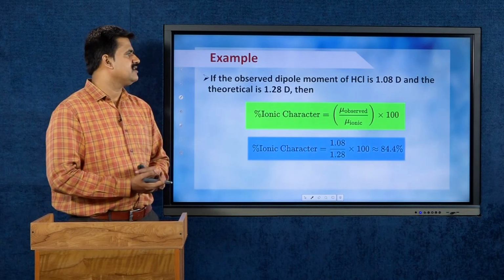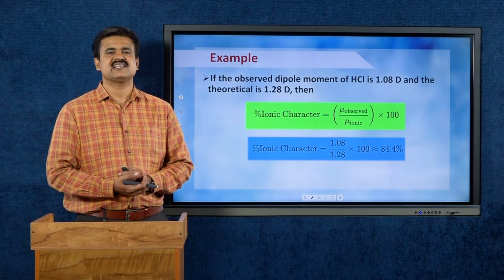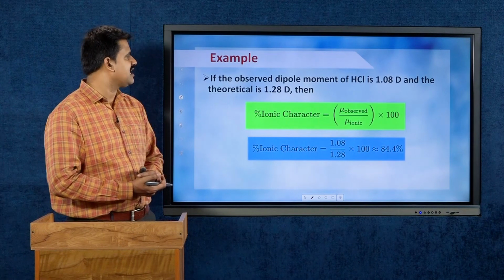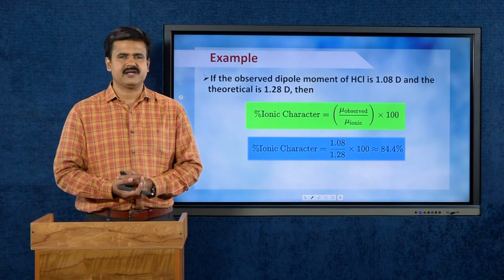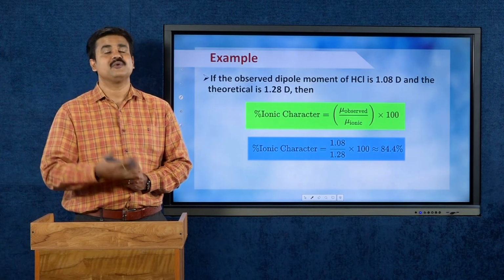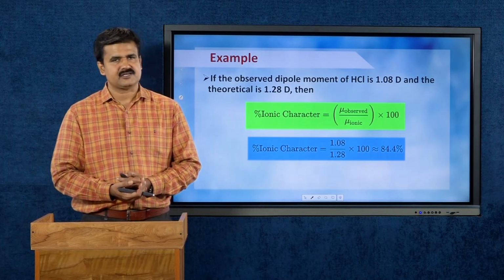So, in the case of the HCl molecule, it is clear that the observed dipole moment is 1.08, and if it is assuming complete transfer of electron, that is in HCl, if H exists as H plus and Cl exists as Cl minus, then there is a theoretical dipole moment. That value is already given, it is equal to 1.28. So, the percentage of ionic character of the molecule equals 1.08 divided by 1.28 multiplied with 100, that is equal to 84.4%. So, by knowing the observed dipole moment and the dipole moment for a 100% ionic molecule or a theoretical dipole moment, it is possible to evaluate the percentage of ionic character.